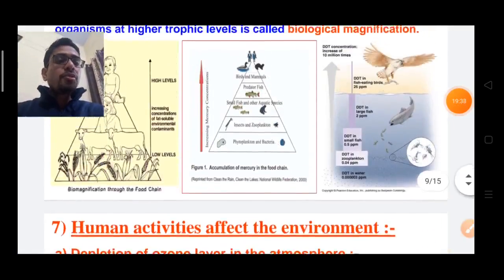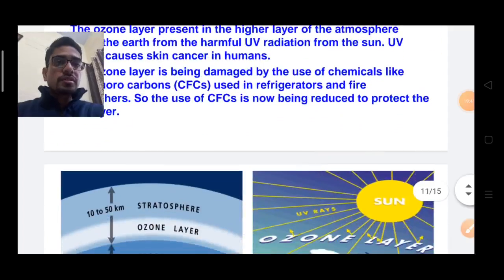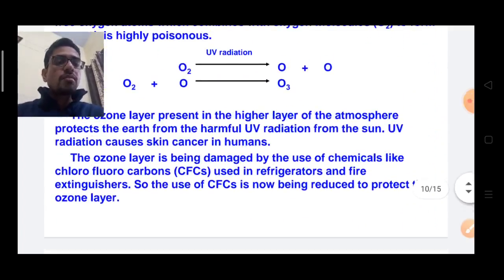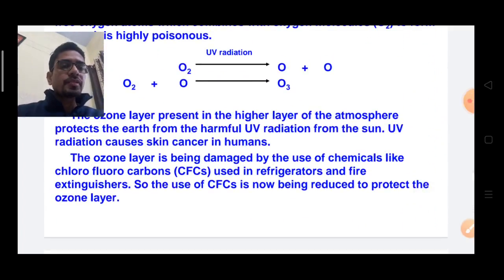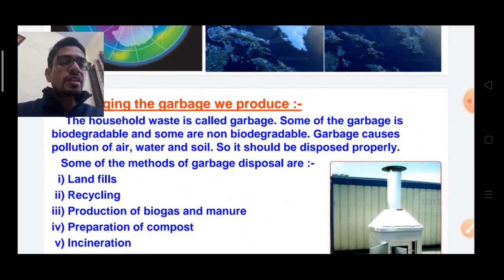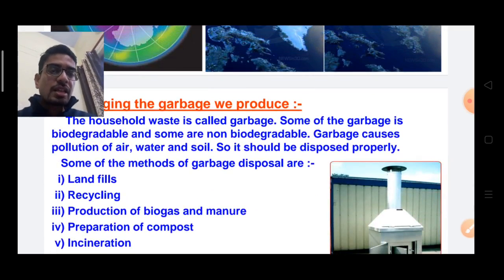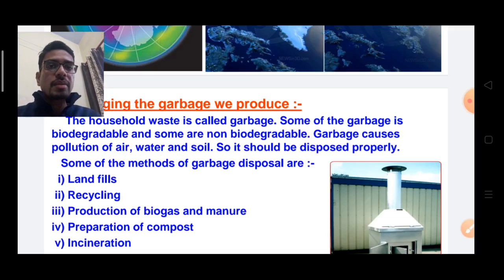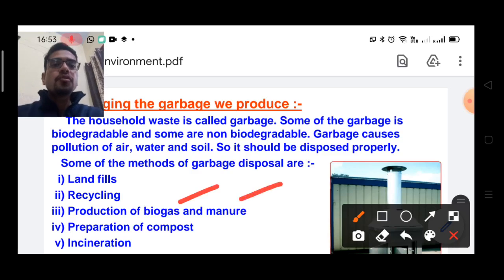So we have to take care of the waste we produce. We have to use more biodegradable substances. Okay, how can we manage garbage? The garbage we produce, we can reduce it, we can reuse it. If something is non-biodegradable like plastic bottles, we can use them again and again, so that is reuse. And we can also recycle. Or we can make biogas and manure from them, we can make compost. So we have to convert them into useful substances. That's how we can manage garbage.